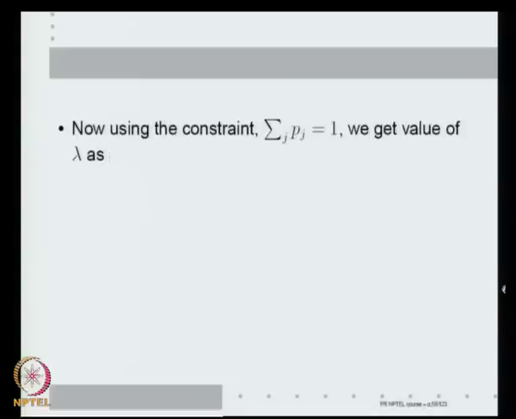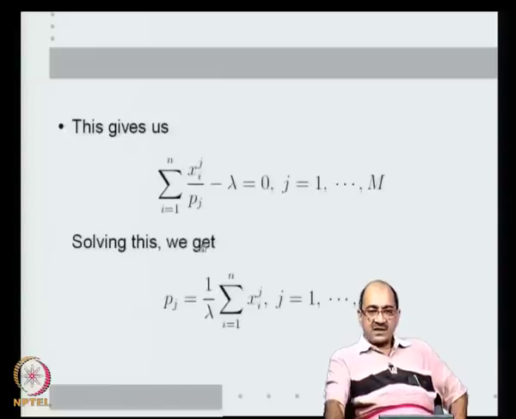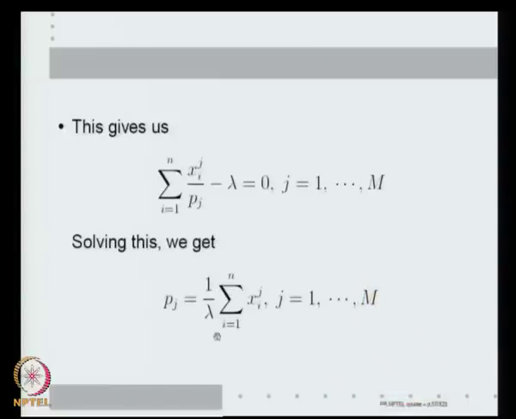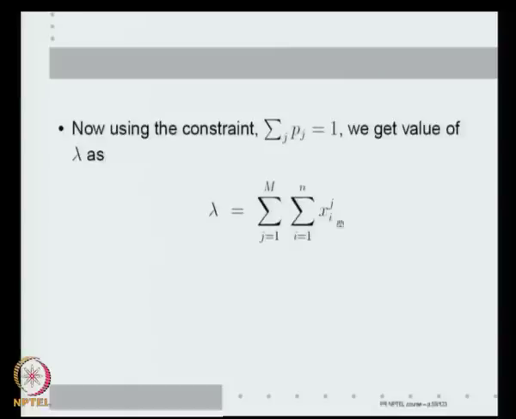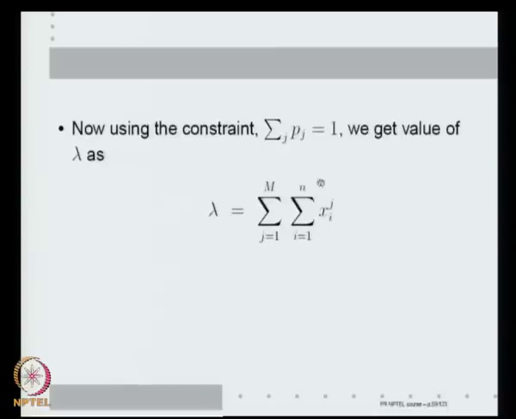Okay. So, how do I get the value of the Lagrange multiplier? By using my equality constraint. I have summation over j of p_j equal to 1 as my constraint. So, if I sum this up, summation over j of 1 by lambda summation i equal to 1 to n x_ij should be equal to 1, and then I can take lambda to that side. So, that constraint gives me lambda equal to summation over j equal to 1 to m, summation over i equal to 1 to n x_ij. I hope this is clear. The constraint is that you sum this expression over j, and that becomes 1. So, then I am taking the lambda to the other side to get this.